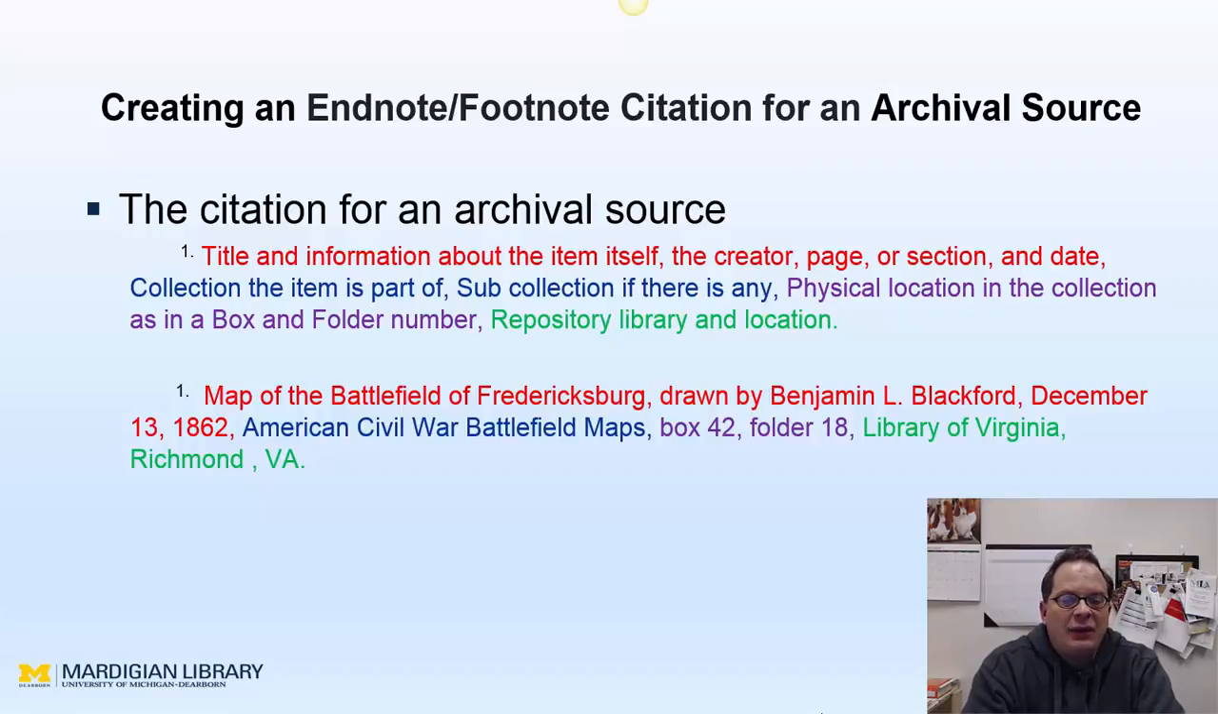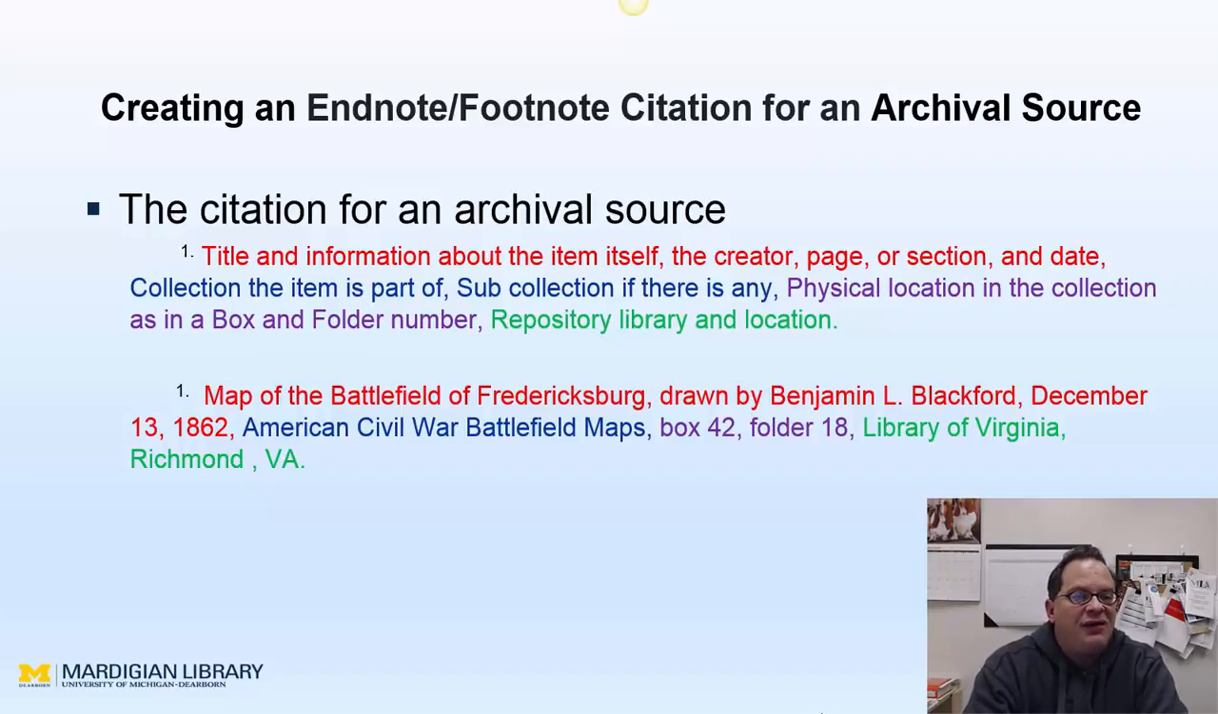So first up, we have the title and information about the item itself, the creator, the page or section that the item appears in, and then the date of the item. You're not always going to have the page or section that something appears in, because it may be a photo, it may be a map, it may be a one-page letter, so it won't have a page or a section. And then you have the collection in the archive that the item is part of, and then a sub-collection if there is any. And then you're going to have the physical location in the collection, as in a box or folder number. And then you'll have the repository library and the location of the library.